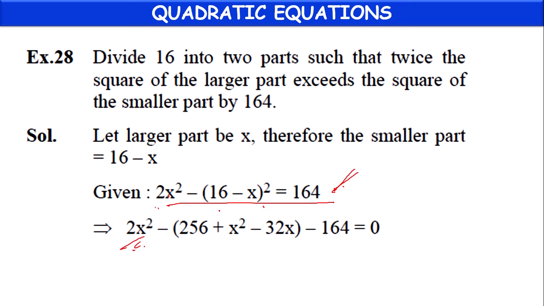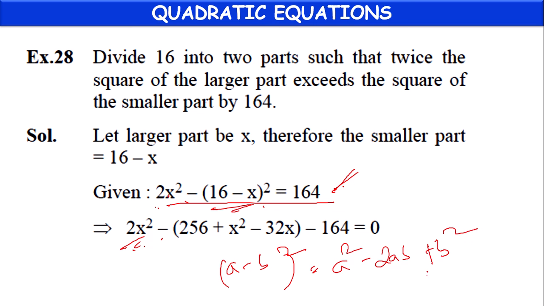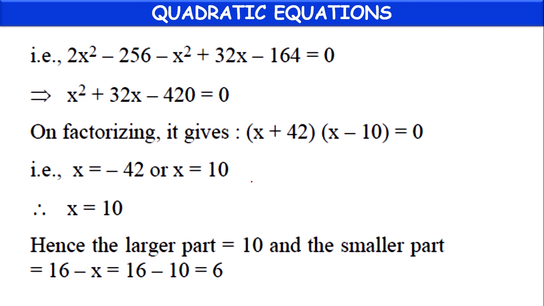We can take it as it is, minus of this one. It is in the form of a minus b whole square, whose formula is a square minus 2ab plus b square. So here a square is 256, b square is x square, 2ab is 32x, minus 164 equal to 0. So we have to simplify, children, and divide with some number if the x square coefficient is other than 1, and we have to factorize. We will get the values.